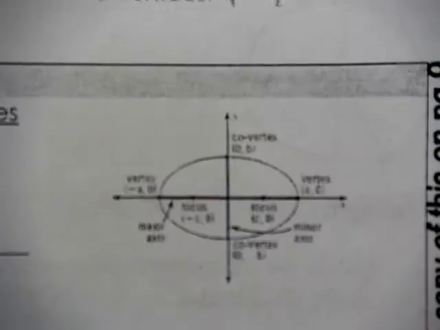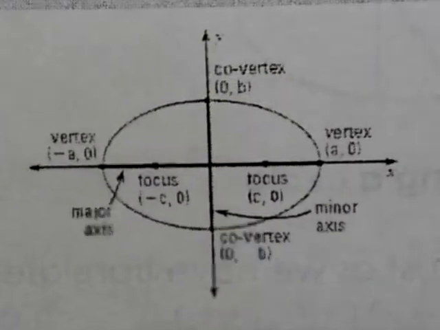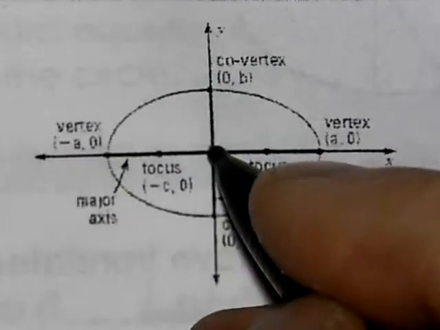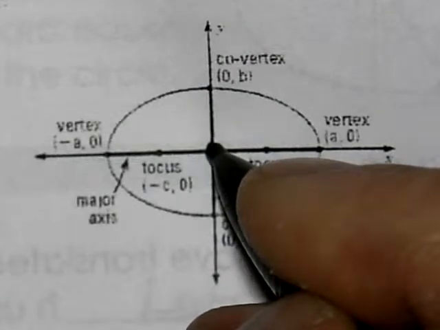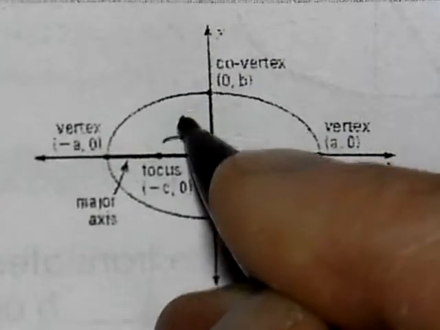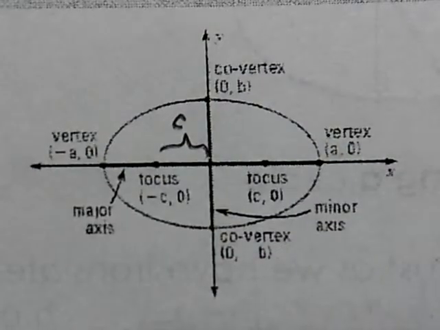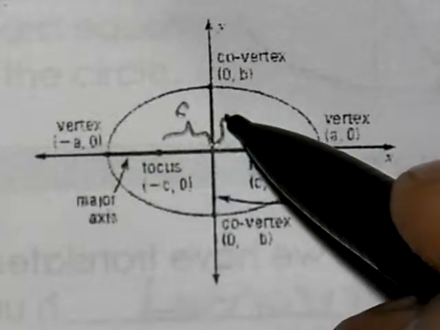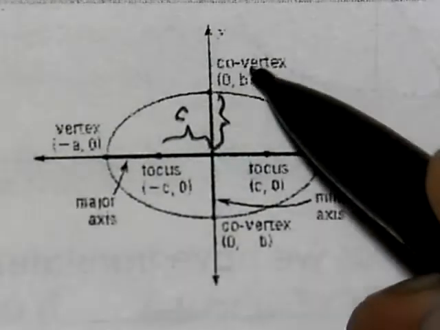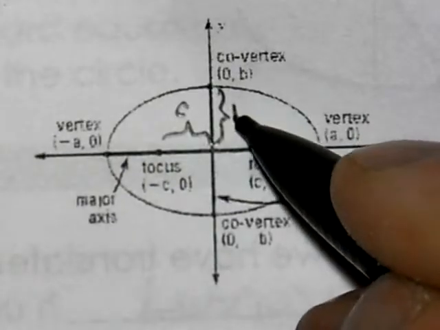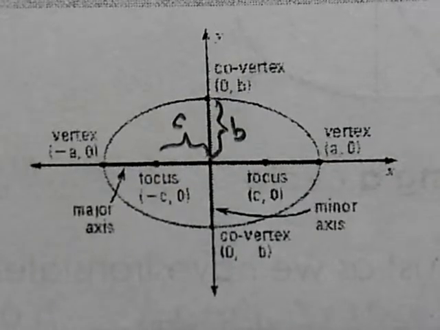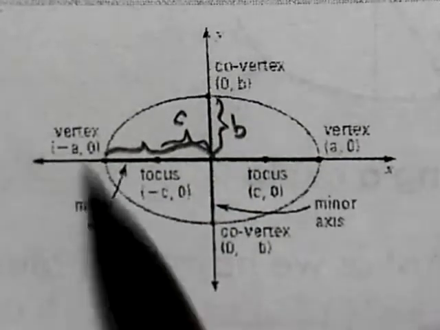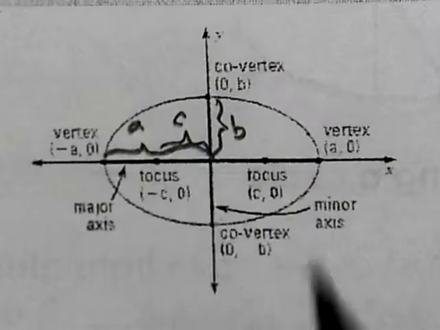When we look at the real detail about an ellipse, it has a lot of parts to it. It has a focus value, which is the distance of what we call C. The distance to a co-vertex is the distance of B, and the distance all the way out to the vertex is a value of A.